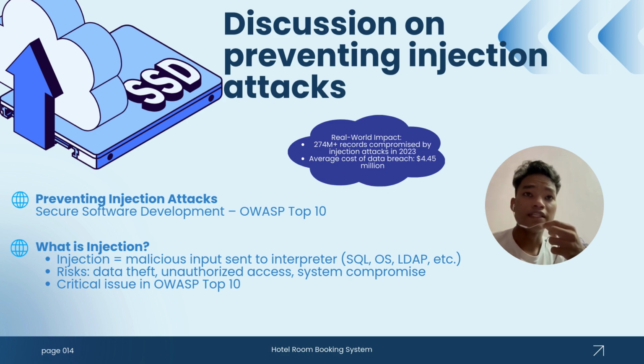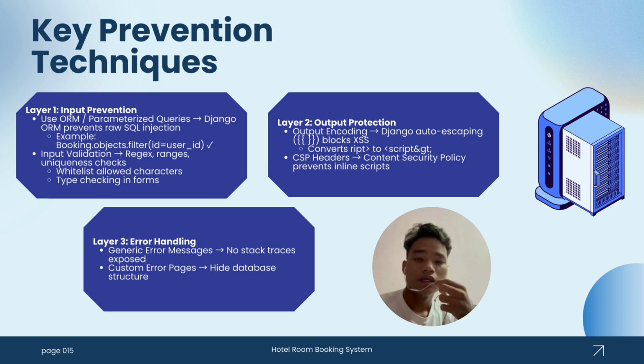Injection occurs when malicious input is sent to an interpreter, like MySQL or the database, an OS command, or even LDAP. These risks are very serious because attackers can steal our data, gain unauthorized access, or completely compromise our system. This is why implementing proper prevention techniques is very crucial for our hotel booking project.